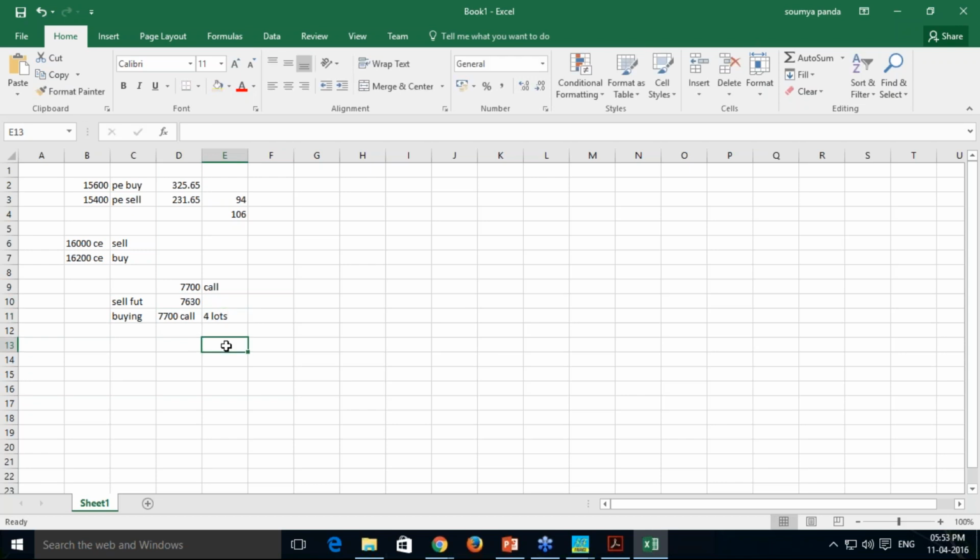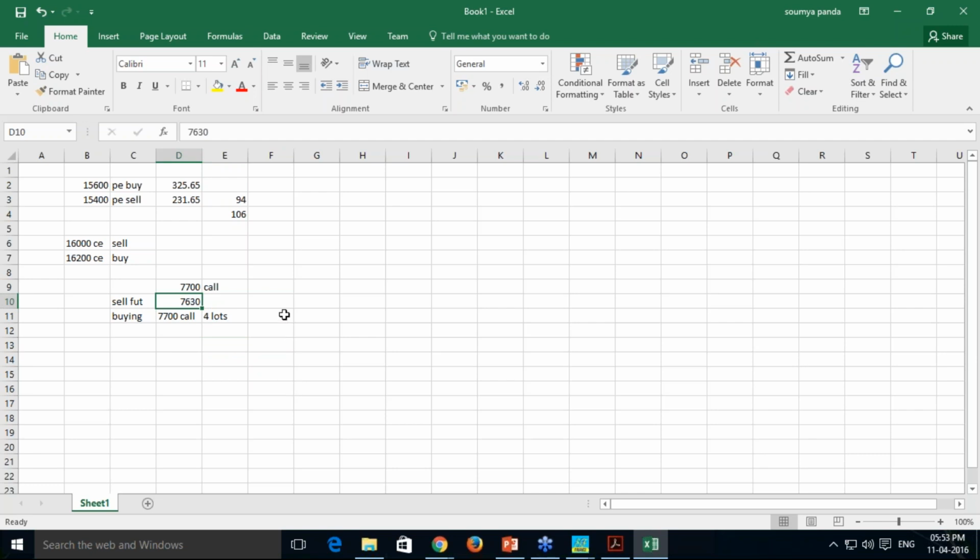Considering that time it was a 0.5 delta, so the 4 lots I am buying means I will be getting a delta of 2. I am selling a future to protect those 4 lots, and by this process I am negating 1, so my net delta is standing at 1.